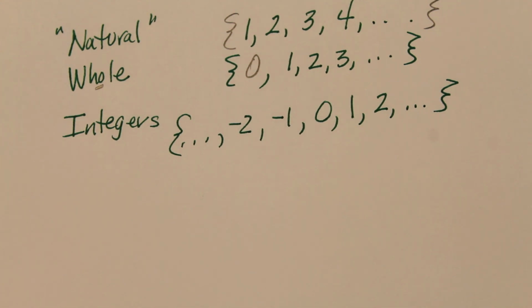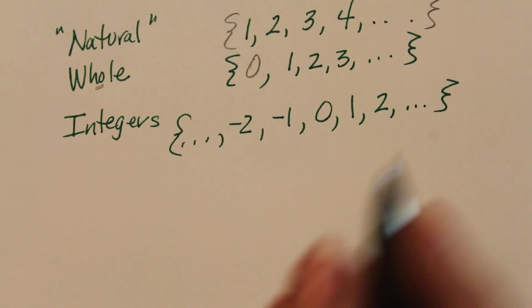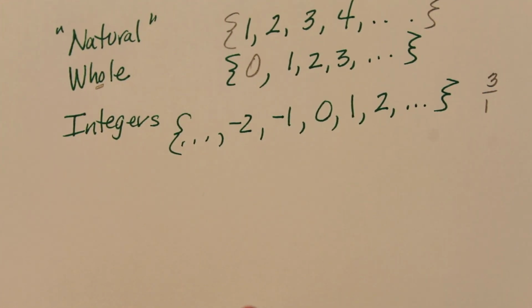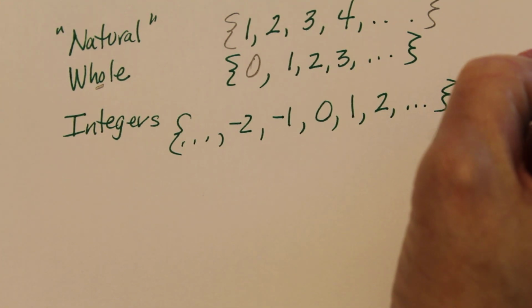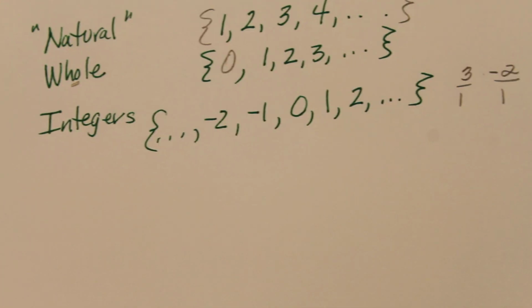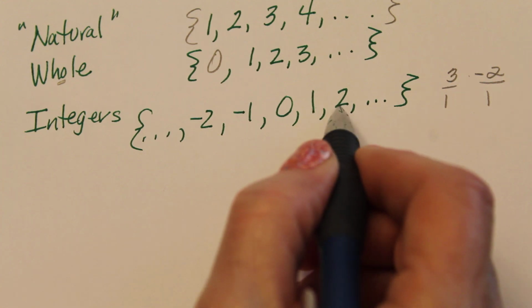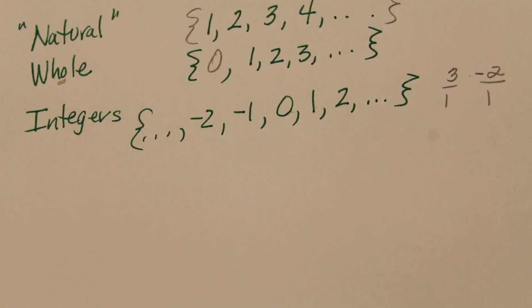Integers do not have any decimals, and you do not usually write them as fractions, but if you were to write them as a fraction, they'd have a 1 in the denominator. So the integer 3, if you had to write it as a fraction, would be 3 in the numerator, the number on top, over 1. 1 is in the denominator. Okay, so the integer -2 would be -2 over 1. But you know what?